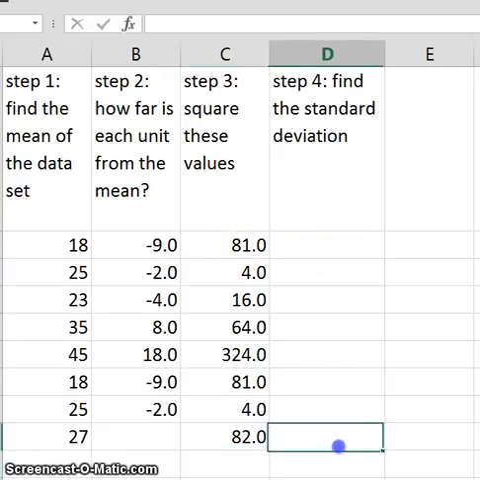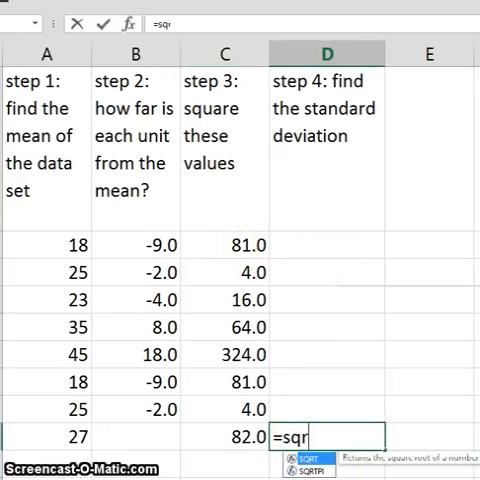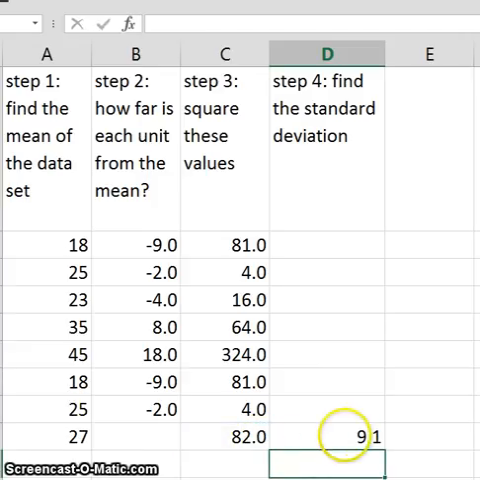Now to find the standard deviation, we need to undo our squaring operation by taking the square root of the variance. Oops, forgot my parentheses here. So the standard deviation of this data set is 9.1. Once you understand those operations, you can use a formula to populate the standard deviation of the population.